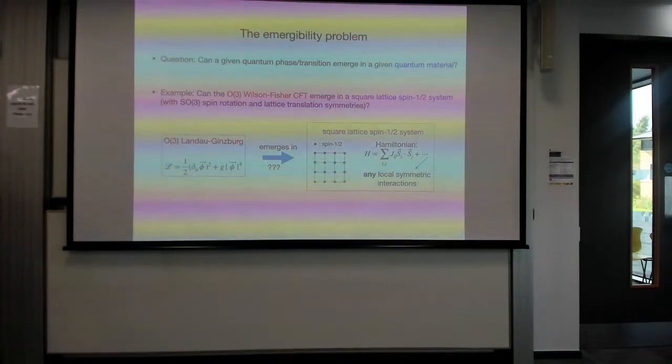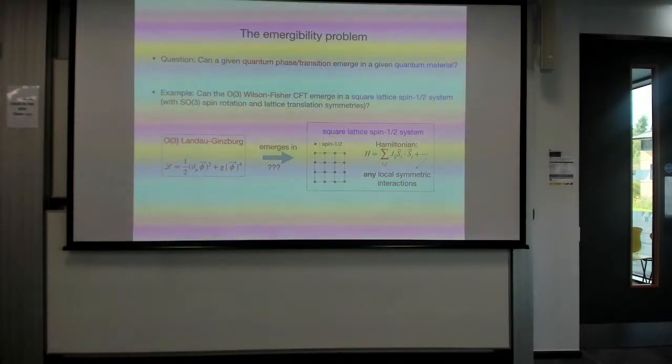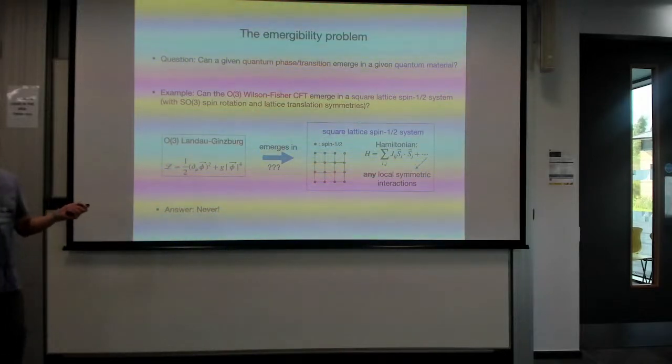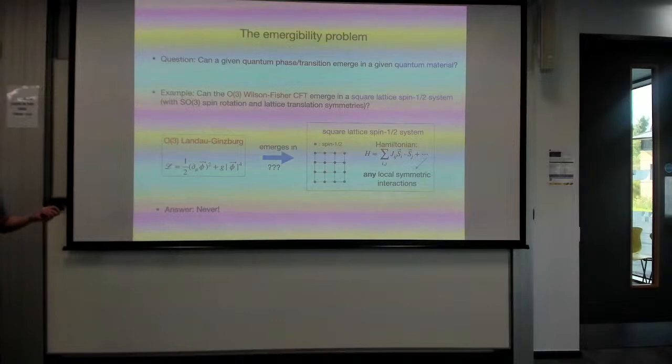Okay, so I saw most people didn't raise their hand, so it doesn't seem to be possible. That's actually correct. So the answer to this question is, for this particular setting we're having here, no matter how you tune the parameters of this Hamiltonian, as long as you keep all these symmetries, it's impossible for this theory to emerge in the ground state. Part of the task is to explain this.